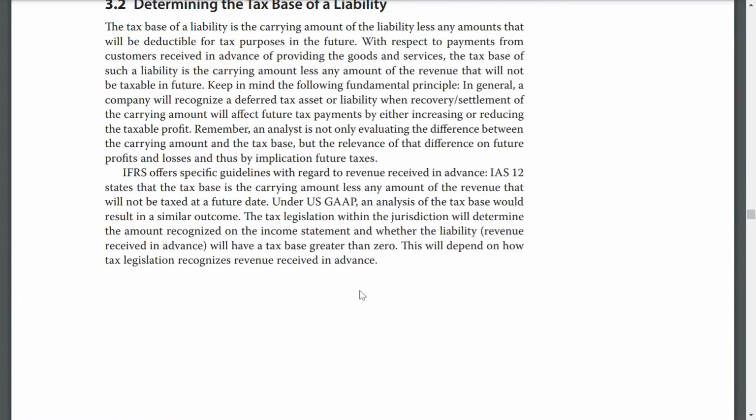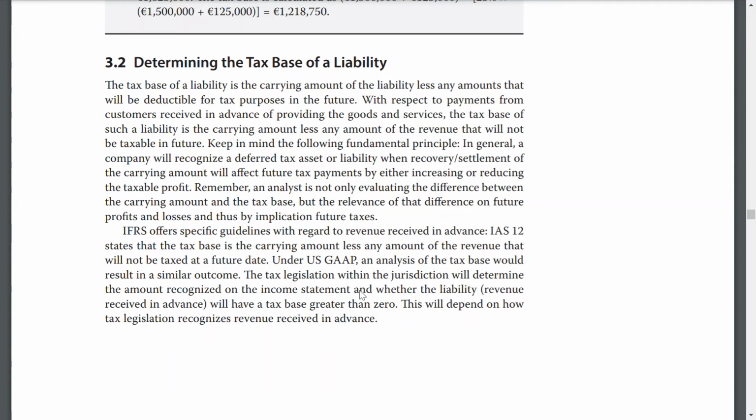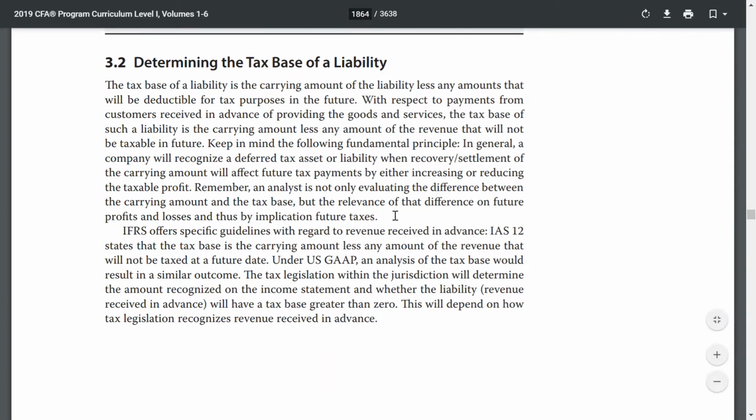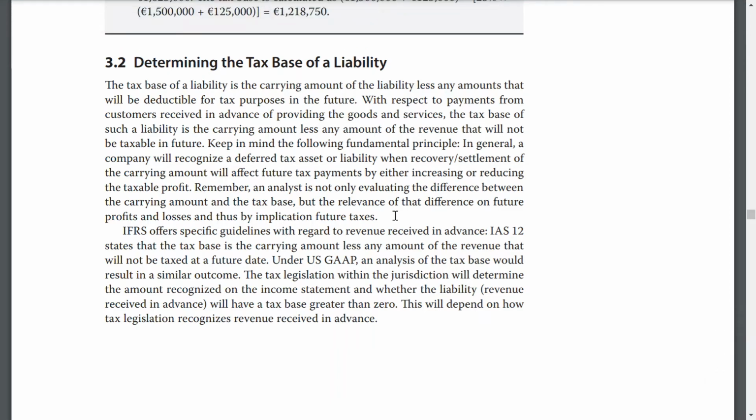Determining the tax base of a liability. The tax base of a liability is the carrying amount of the liability less any amounts that will be deductible for tax purposes in the future with respect to payments from customers received in advance of providing the goods and services. The tax base of such a liability is the carrying amount less the amount of the revenue that will not be taxable in the future.